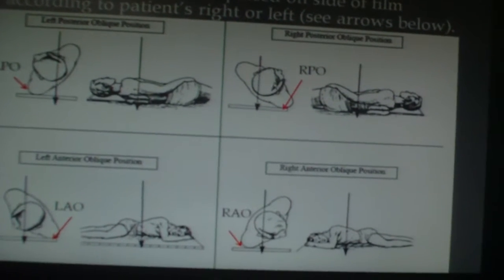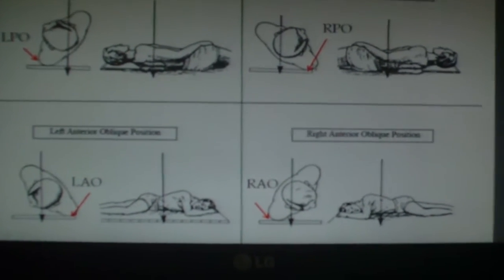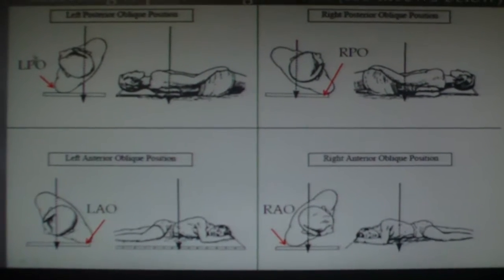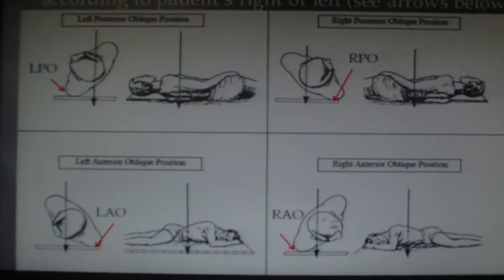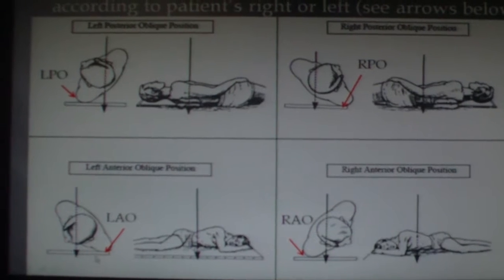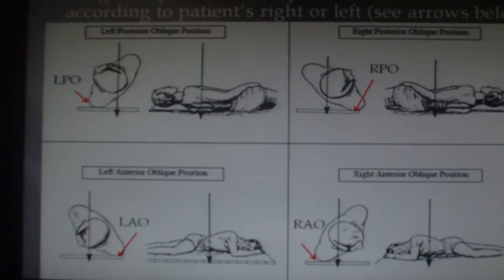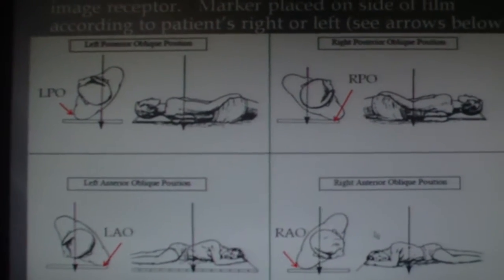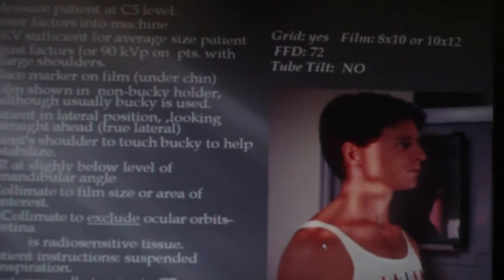And the shoulder that's touching, in this case it's the right, would define it as a right posterior oblique. Here the left shoulder is touching, so left posterior oblique. Here now the anterior of our patient is facing the bucky. Thus it makes it an anterior oblique, and the left shoulder is touching, so the left anterior oblique. So the patient is positioned at 45 degrees for your obliques.